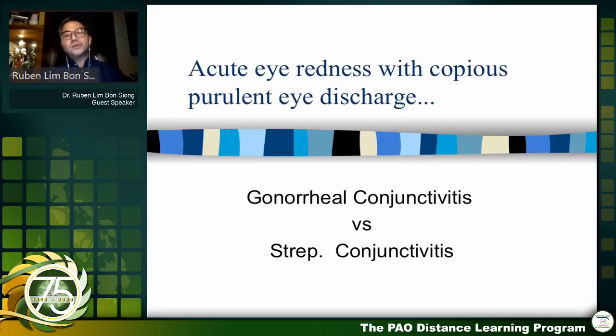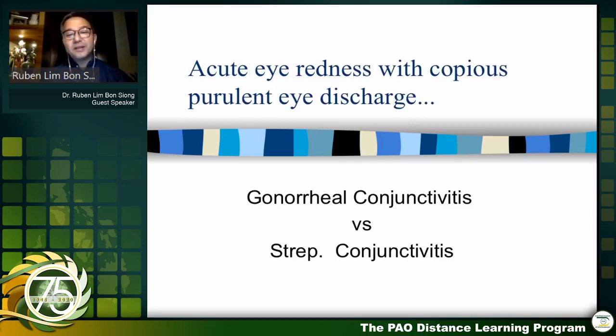Now we go to another condition. Patients coming to you with acute redness with copious purulent discharge. As Dr. Valentin would say, at the door, before they even enter the clinic, just by looking at the patient you already know the diagnosis. And that is one of those, your gonococcal or gonorrheal conjunctivitis. Mind you, streptococcal conjunctivitis can also give you very similar findings. So don't be judgmental.